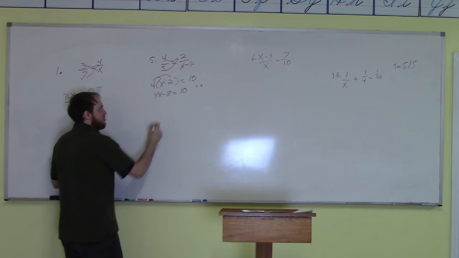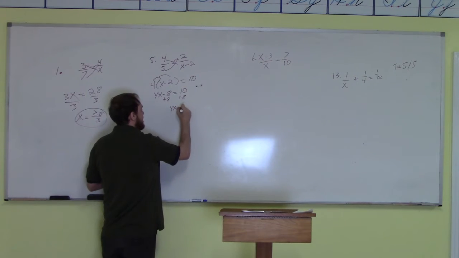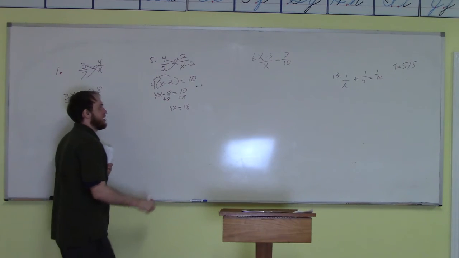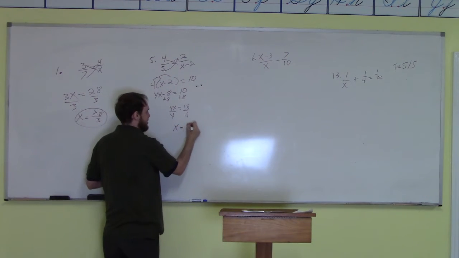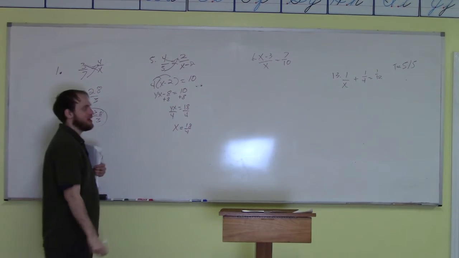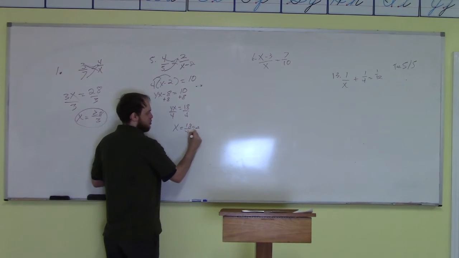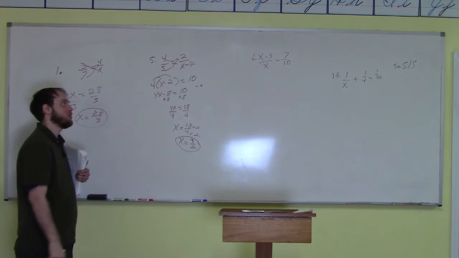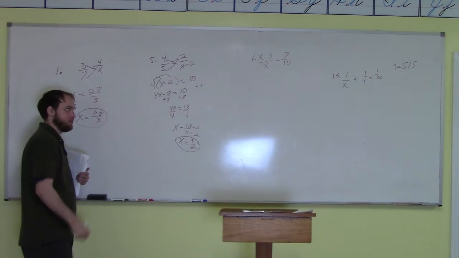Then I'm going to add 8 to both sides and get 4x equals 18. Then I can divide by 4, and I get x equals 18 over 4. Then I can try to simplify that. Notice that 4 and 18 both have a 2 in common. So I can divide both by 2: 18 divided by 2 is 9, 4 divided by 2 is 2. So x equals 9 over 2 is what it reduces to. Again, fraction on the left equals fraction on the right, you just cross multiply and solve.